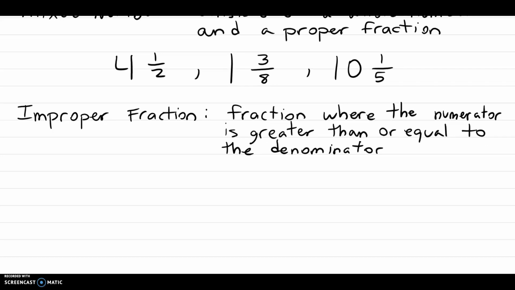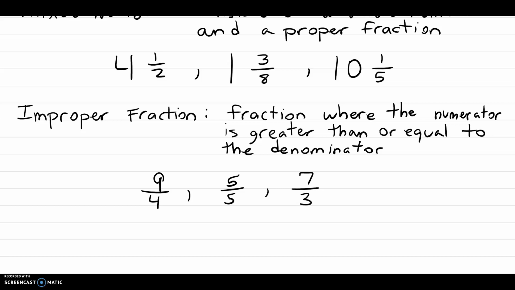Some examples of improper fractions would be 9/4, 5/5, 7/3. So anytime you have the numerator greater than or equal to the denominator, you have an improper fraction.